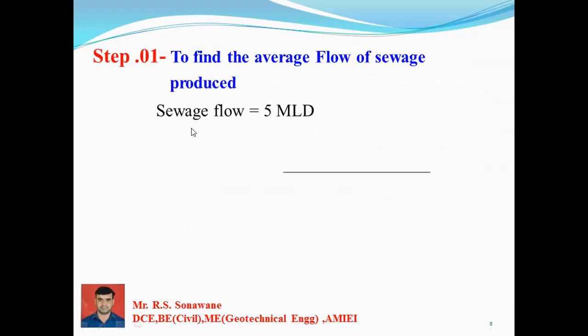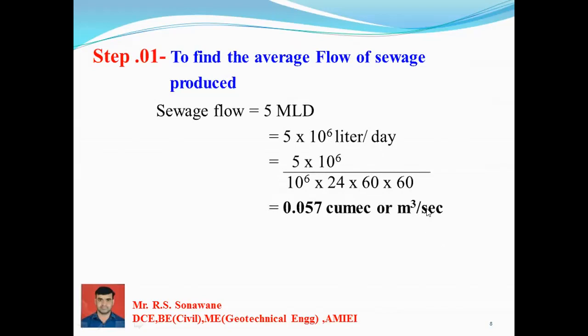So step number first, find the average flow of the sewage produced. Sewage flow is how much? That is 5 MLD, million liter per day. So we have to calculate into liter per day. So 5 into 10 raised to 6 liter per day. Is that clear? 1 million is equal to 10 raised to 6 liter per day. That is equal to 5 into 10 raised to 6 divided by 24 into 60 into 60, that is equal to meter cube per second. It should be converted into meter cube per second, or Q. That's why 0.057 cumec or meter cube per second.